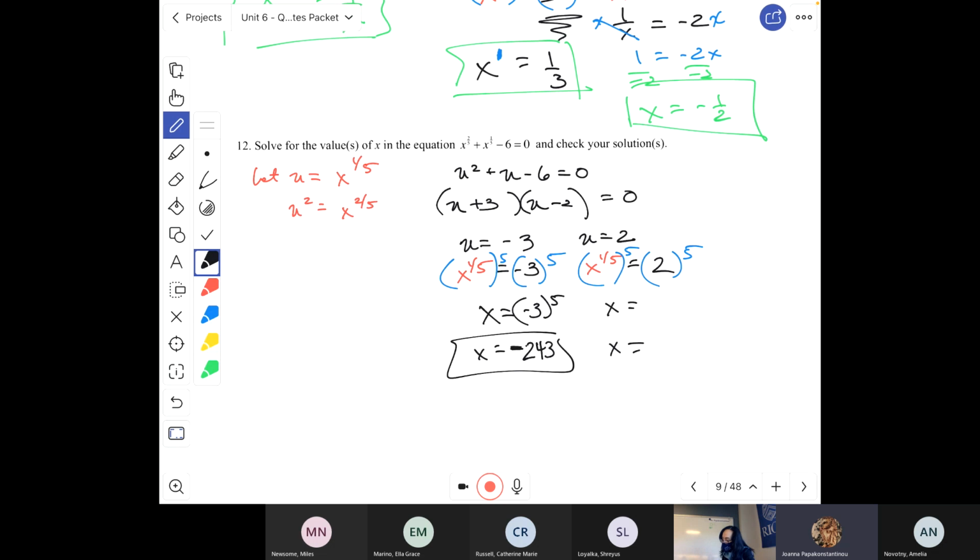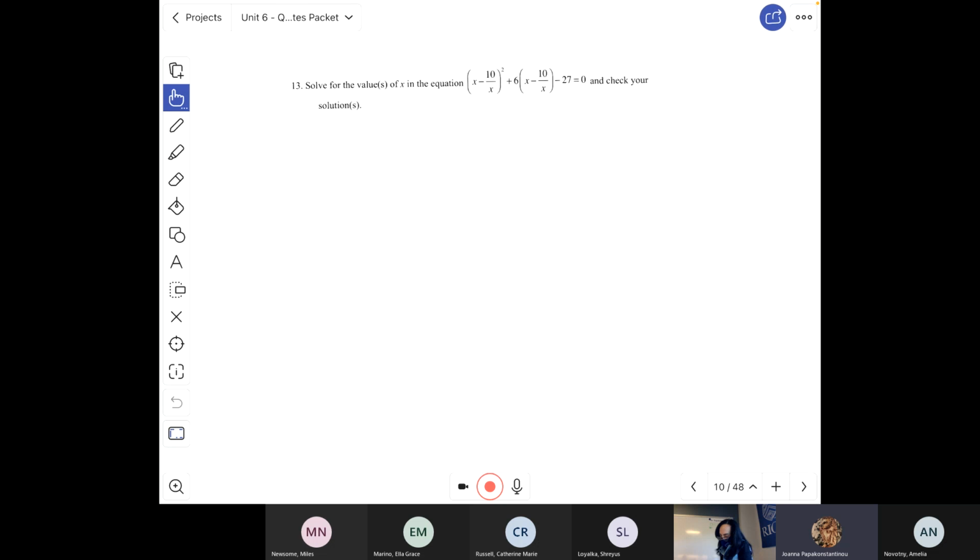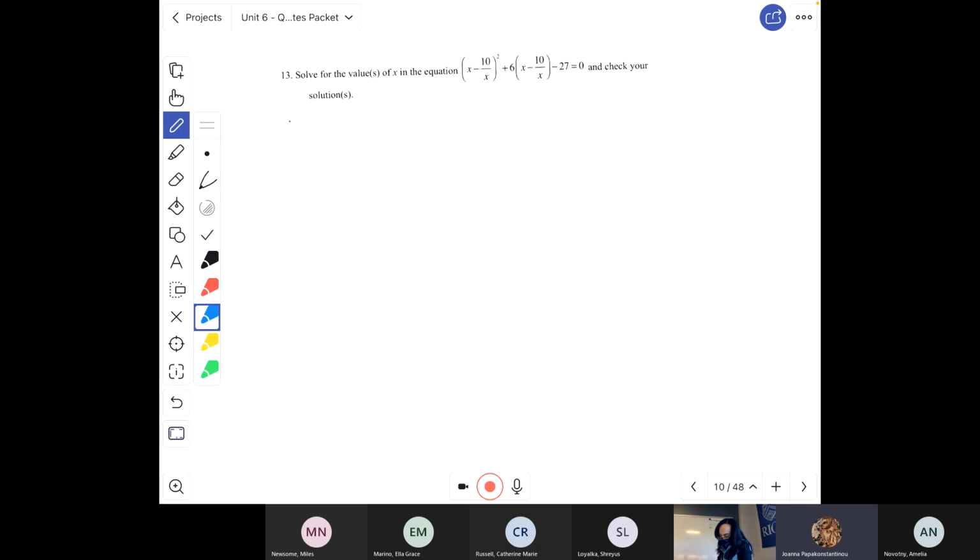Okay. And then over here I have x equal 2 to the 5th. 2 times 2 times 2 times 2 times 2. So x equals? And those are my two values of x. So when you get the problem, ask yourself, is there a way for me to make this an easier problem to solve? Let's try another one. In my heart of hearts, I know I can rewrite this as a quadratic equation by letting u equal what?